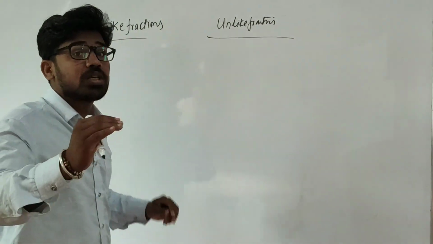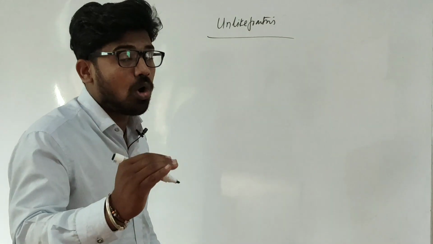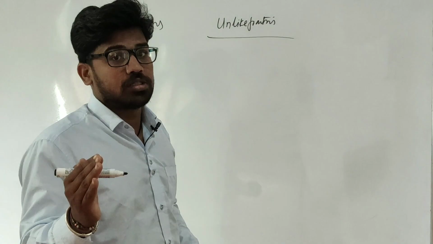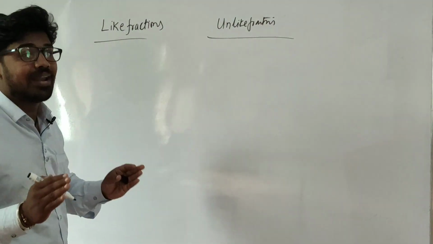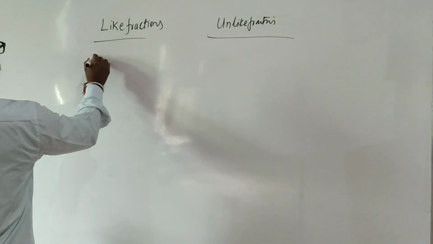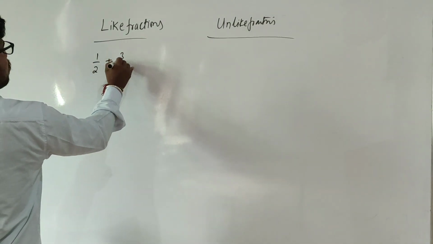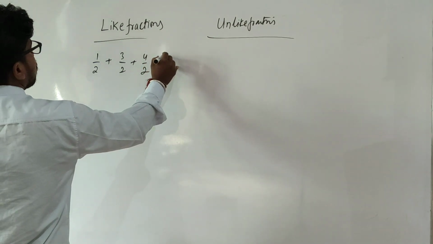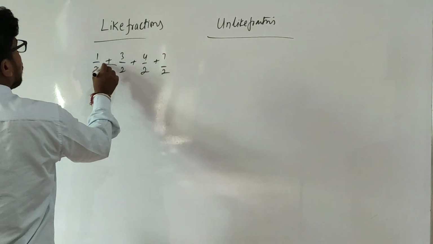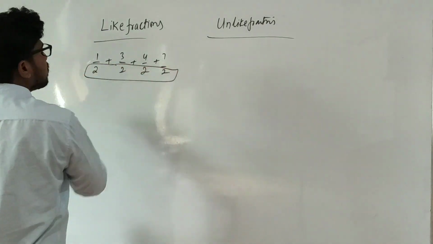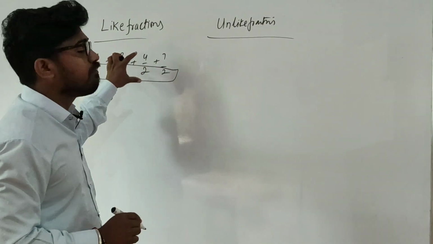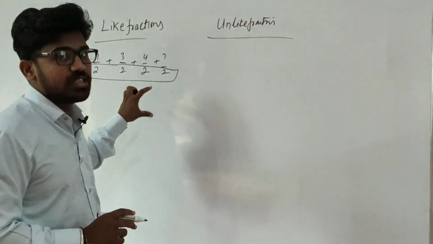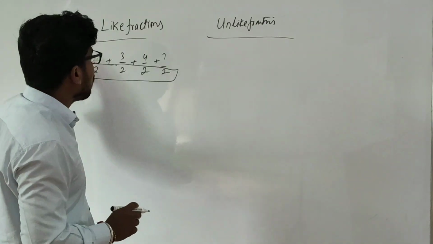The fractions with the same denominators are called like fractions. The fractions with different denominators are called unlike fractions. For example, 1/2 plus 3/2 plus 4/2 plus 7/2. Here we can see all the denominators are the same. For this type of fraction, addition, multiplication, division and subtraction are very easy. So these are like fractions.